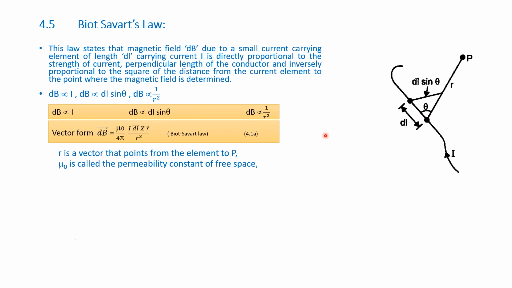Mu naught is called the permeability constant of free space. Its value is given by mu naught is equal to 4 pi into 10 to the power of minus 7 Tesla meter per ampere, or 1.26 into 10 to the power of minus 6 Tesla meter per ampere.